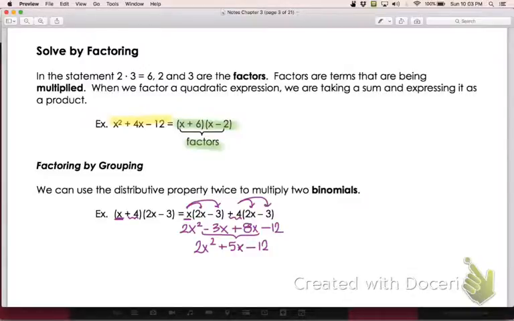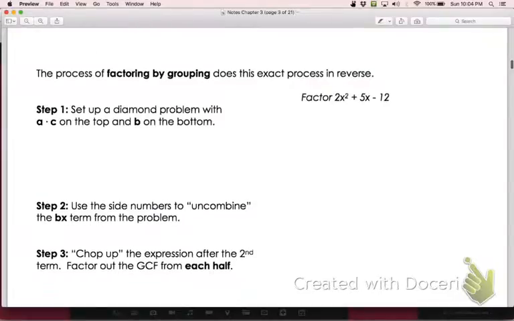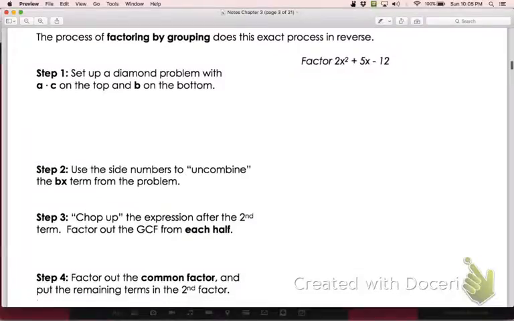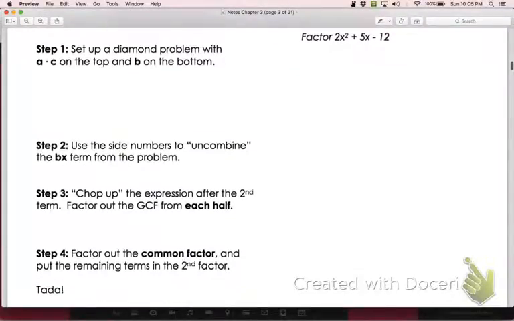I apologize, I'm using a stylus that I have at home and it's not very good. So those are the steps we followed: we took the first term, split it apart, distributed it to the same factor twice, and then combined our like terms. When we look at factoring, we're going to do factoring by grouping, which does this exact process in reverse. There are 4 steps to factor this expression, and you'll notice this is the exact same expression we just got as our answer before. I set it up that way on purpose.